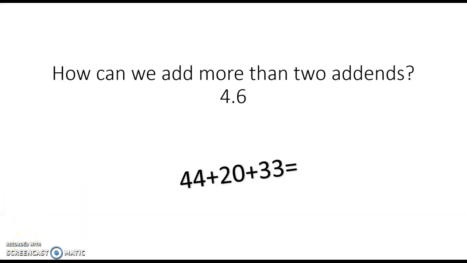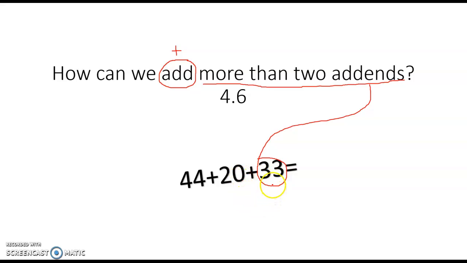Your lesson essential question is, how can we add more than 2 addends? So we are still adding. We're used to adding 2 addends, but today we're going to be adding more than 2 addends. Remember, an addend is one of your numbers in an addition problem. So 44 plus 20 plus 33 is a problem with 3 addends instead of just 2.